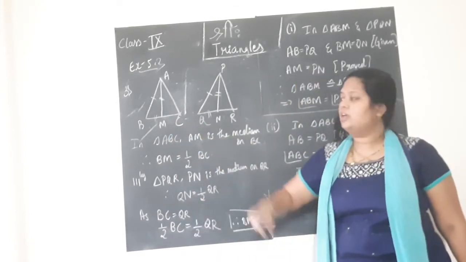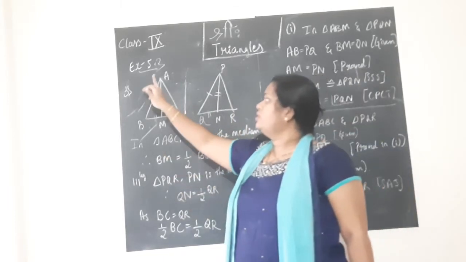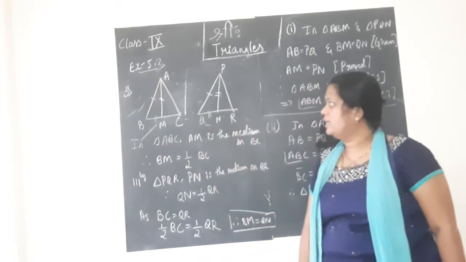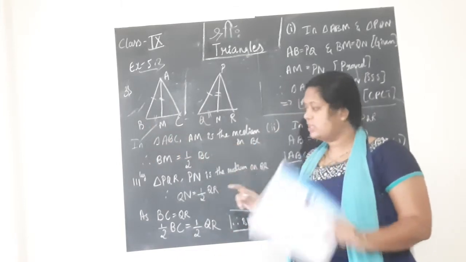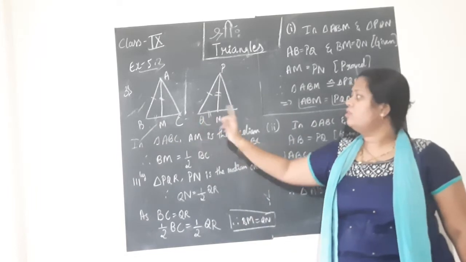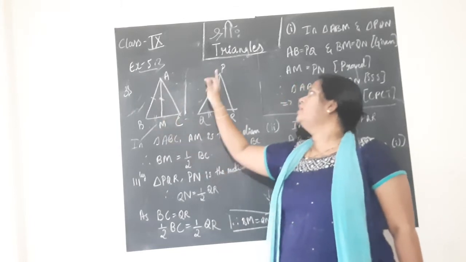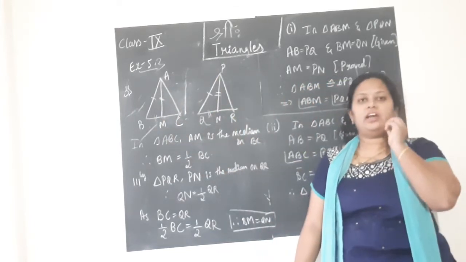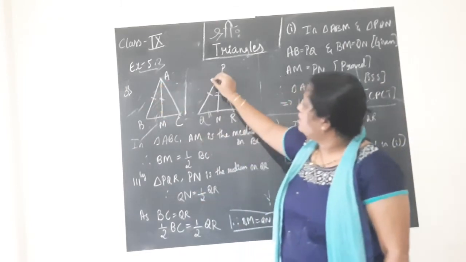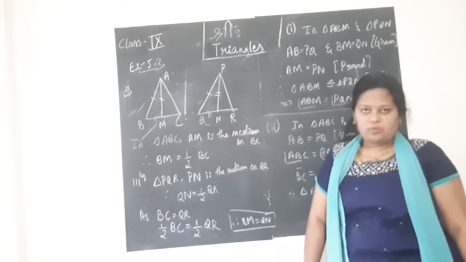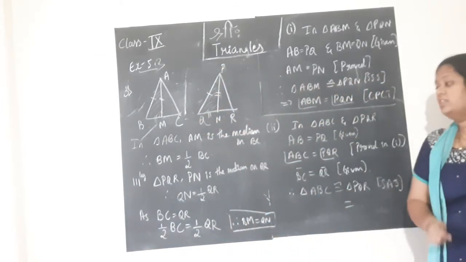We have two triangles, children, ABC and PQR. Side AB of this triangle is equal to side PQ. Side BC of this triangle is equal to side QR of triangle PQR. Median AM is equal to median PN of both the triangles. In the first sub question, we need to prove triangle ABM is congruent to triangle PQN. In the second case, whole triangle ABC is congruent to triangle PQR.